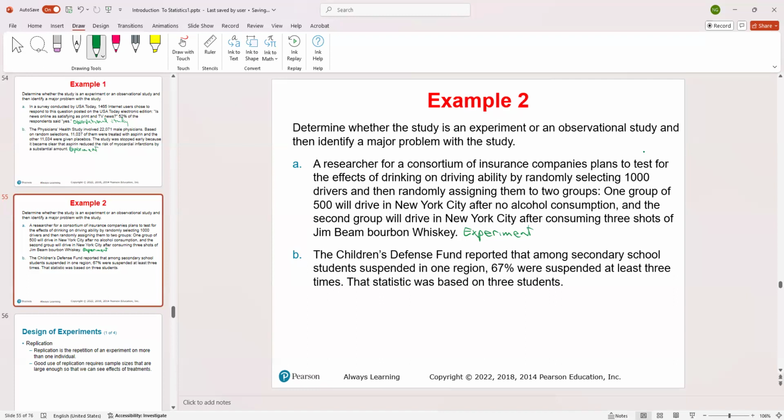The Children's Defense Fund reported that among secondary school students suspended in one region, 67% were suspended at least 3 times. That statistic was based on 3 students. Well, you see, 67%, but only 3 students. That's funny. But remember here, do you feel there is any treatment imposed? No, no treatment imposed. This one is an observational study then. Observational.